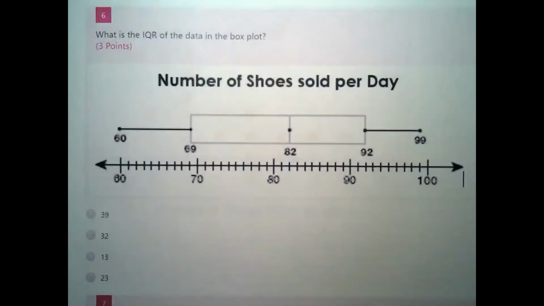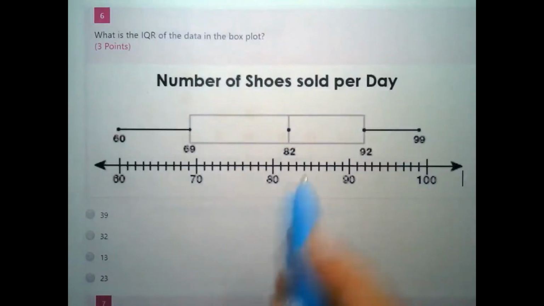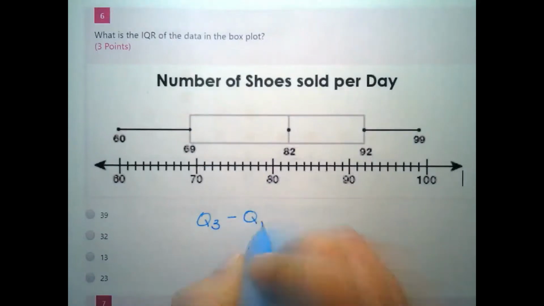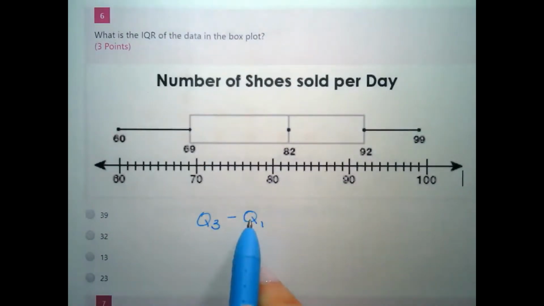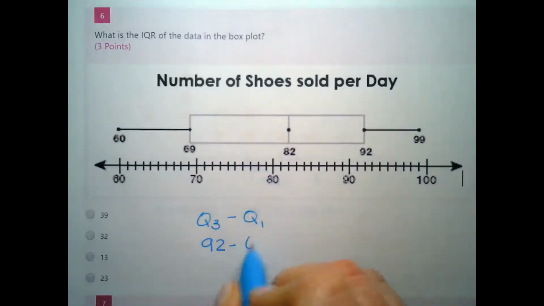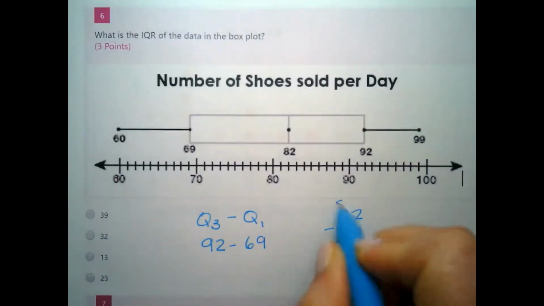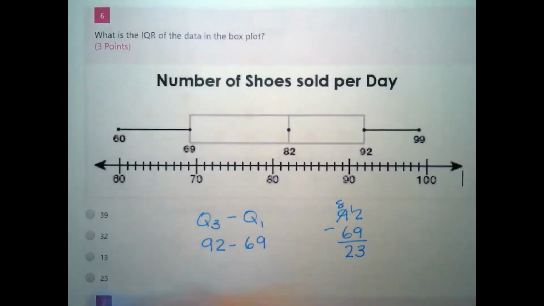All right, I'm going to switch over to question number 6. It says, what is the IQR of the data in the box plot? The IQR is the interquartile range, and we get that by taking Q3 and subtracting Q1, or the upper quartile minus the lower quartile. The upper quartile here is 92, and the lower quartile is 69. If we take 92 and subtract 69, we get 23, and that is our IQR. You didn't have to do any major work for that one. You didn't have to find the Q3s and the Q1s. They're all found for you in your box plot.